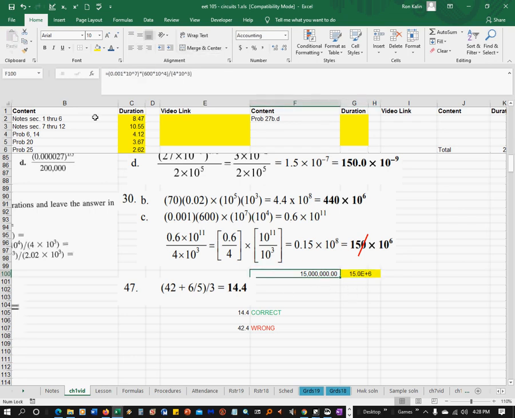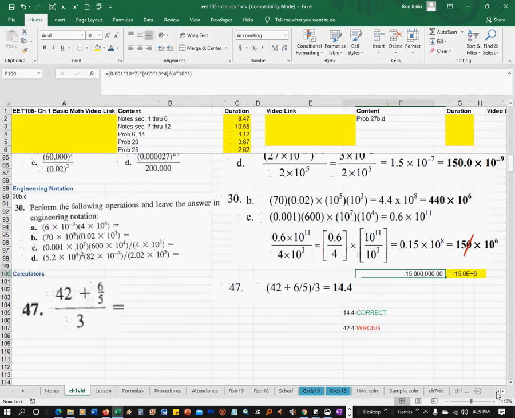I double checked it. I actually typed in the formula for this problem, as you can see, and it came out to 15 million, which is 15 times 10 to the 6th. Then the last problem with calculators, problem 47, it's 42 plus 6/5 all divided by 3.